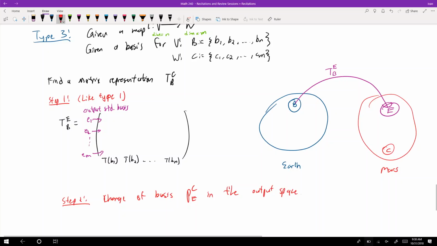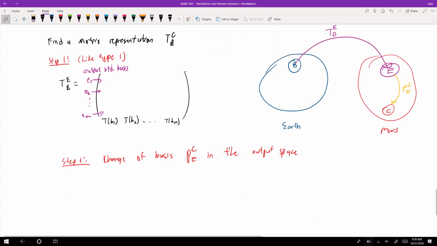Right, so once you get launched to Mars, we need to trek down to the basis that we want to be at. So from here, we find PEC to get us there. So then, how do we do that? PEC is equal to C, and then you put E, right, and then you reduce. But what is E always going to be? E is always going to be the standard basis, so what does it look like? It's just the identity matrix.